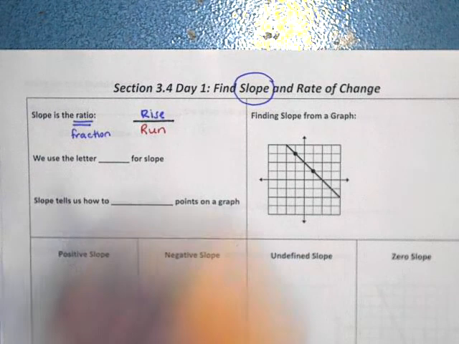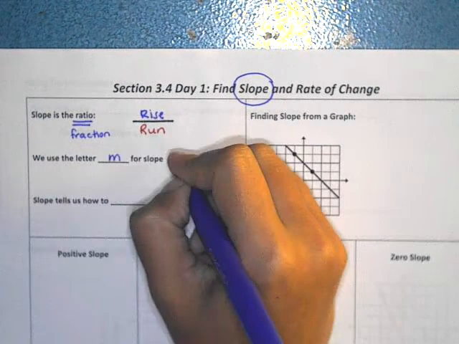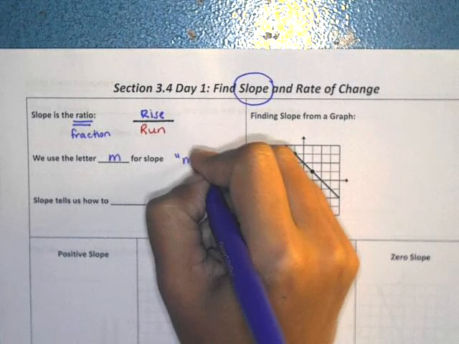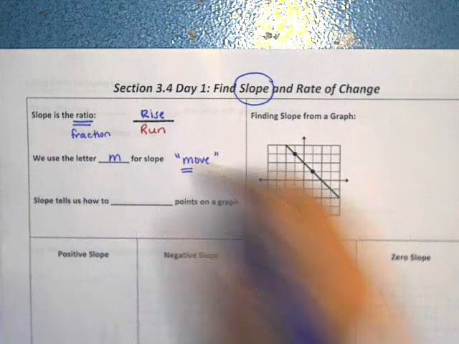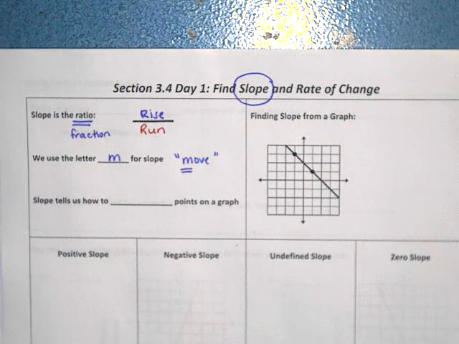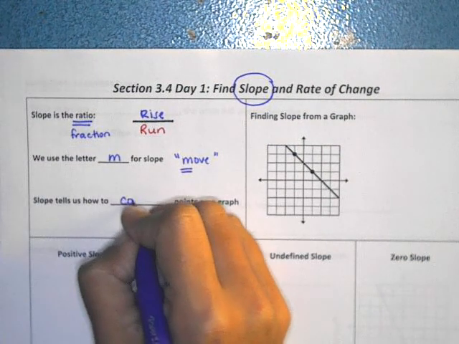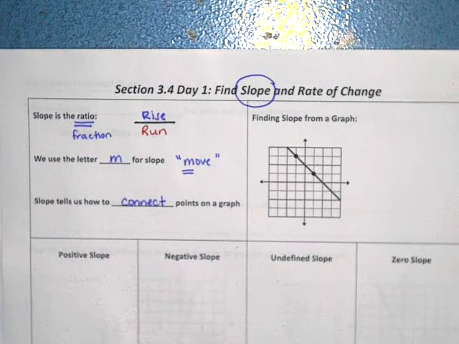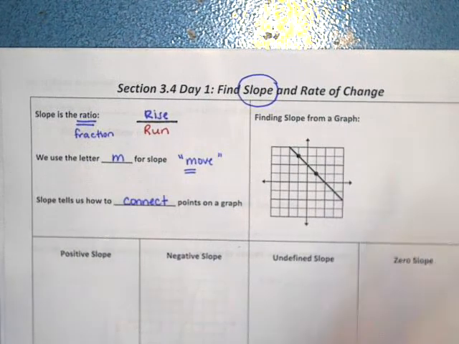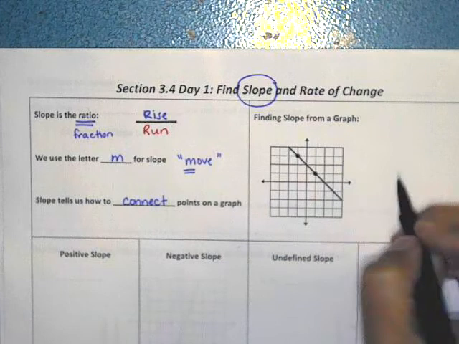So we use the letter M for slope because slope is how we move on a graph. And slope tells us how to connect points on a graph. So if I'm standing on one point, how do I move or connect to the next one? If I give you a graph like this and I say, please find me the slope, then you know you're going to need to write a fraction.